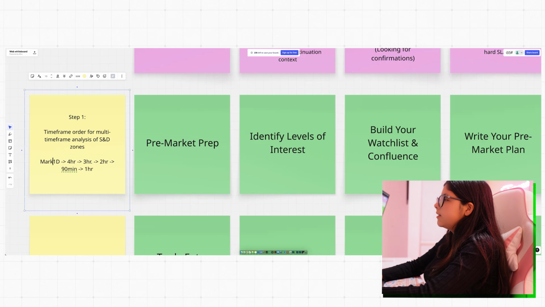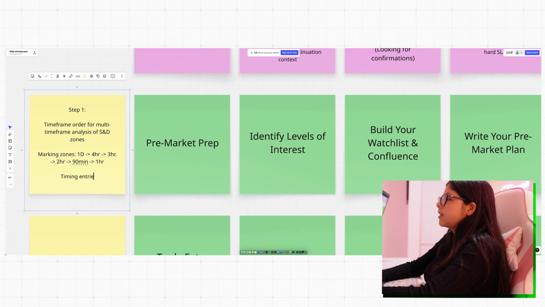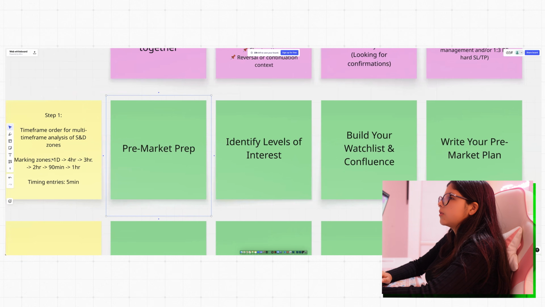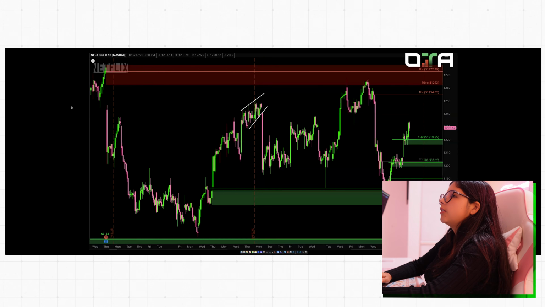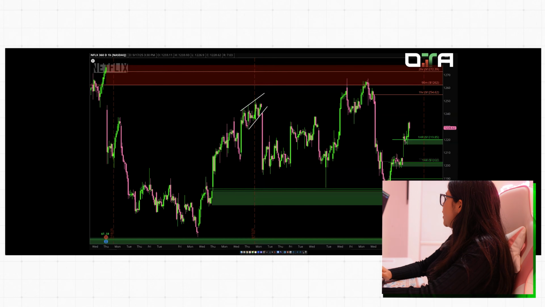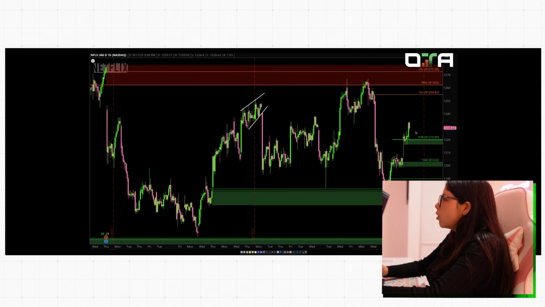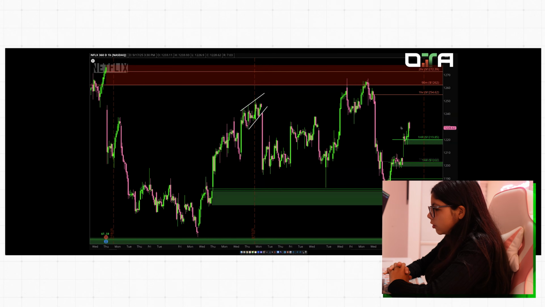So this is marking zones, and then timing entries is a different time frame. We're going to talk about that after, but I only use the 5-minute mostly for timing entries. So for pre-market prep, we focus on these time frames and we find all these things just only on these certain time frames. So let's come back here. And one thing that I focus on is I just want to mark the nearest and relevant zones. So I focus on the zones close to current price. So we're just going to focus on the zones close to current price right now.